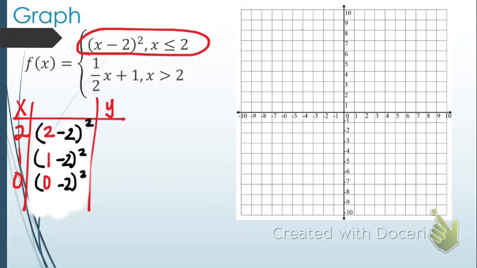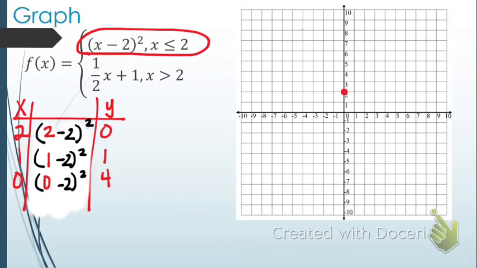So 2 minus 2 is 0, and 0 squared is 0. 1 minus 2 is negative 1, but negative 1 squared is positive 1. 0 minus 2 is negative 2, but negative 2 squared is positive 4. Now, look here, because this tells you how that first point should be graphed. So is this first point open or closed? Closed.